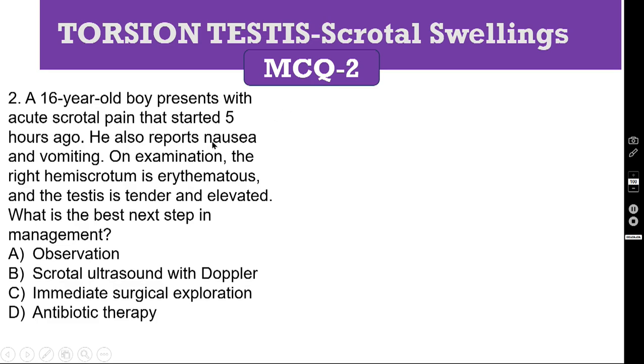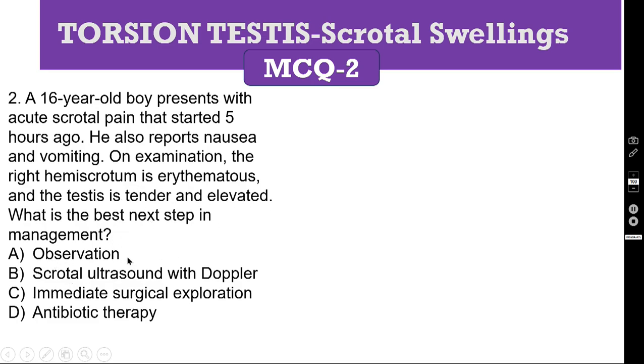Question number 2. A 16-year-old boy presents with acute scrotal pain that started 5 hours ago. He also reports nausea and vomiting. On examination, the right hemiscrotum is erythematous and the testis is tender and elevated. What is the best next step in management?